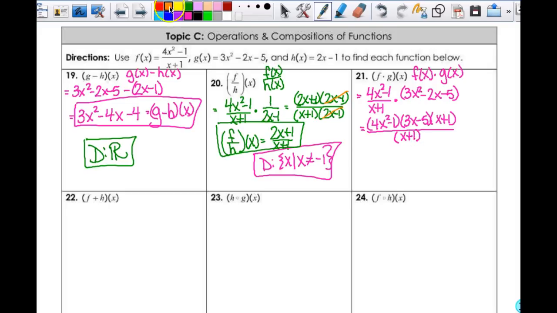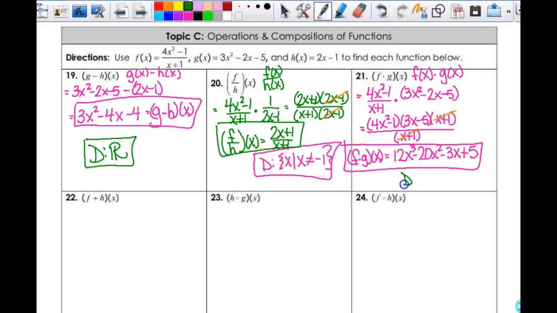And then this will cancel out. Since it was in my original one, I still can't have the denominator equal to -1, so I have to keep that in mind with my domain. I'm left with these two things here. I'm going to multiply those back together, and then my f times g of x is going to equal 12x cubed minus 20x squared minus 3x plus 5. And my domain, although it might look like it's all real numbers, it's not. It's a set of all x's such that x cannot equal -1, because if it couldn't in the beginning, it can't now.